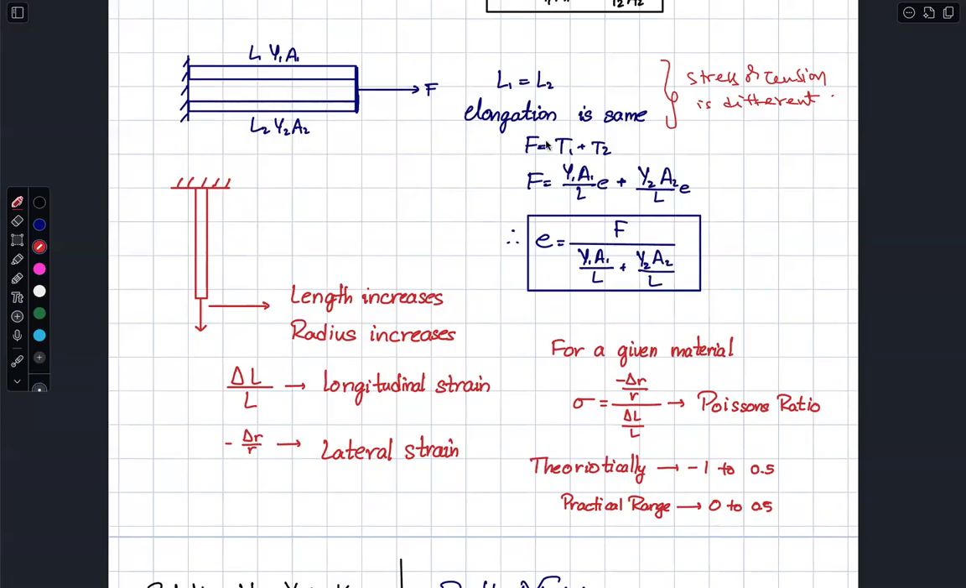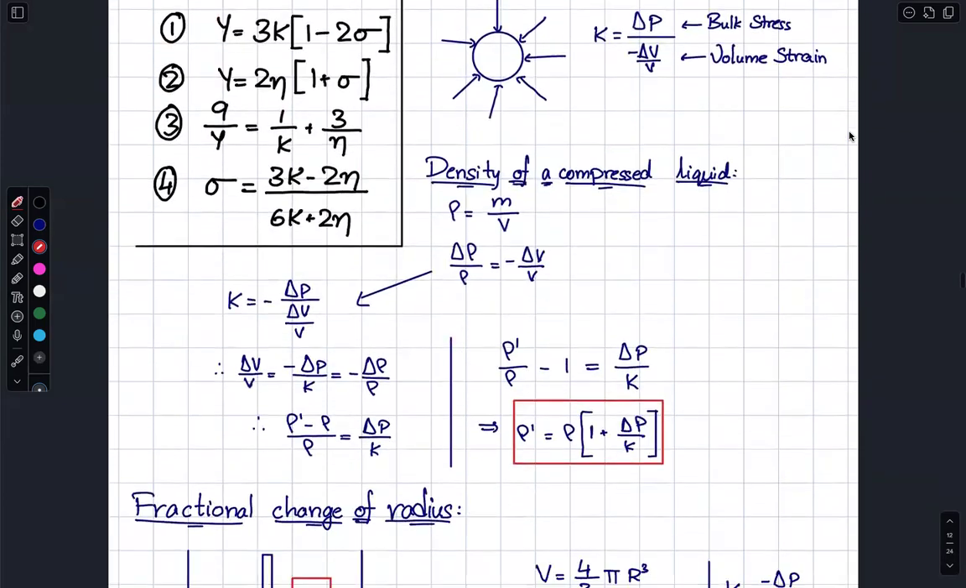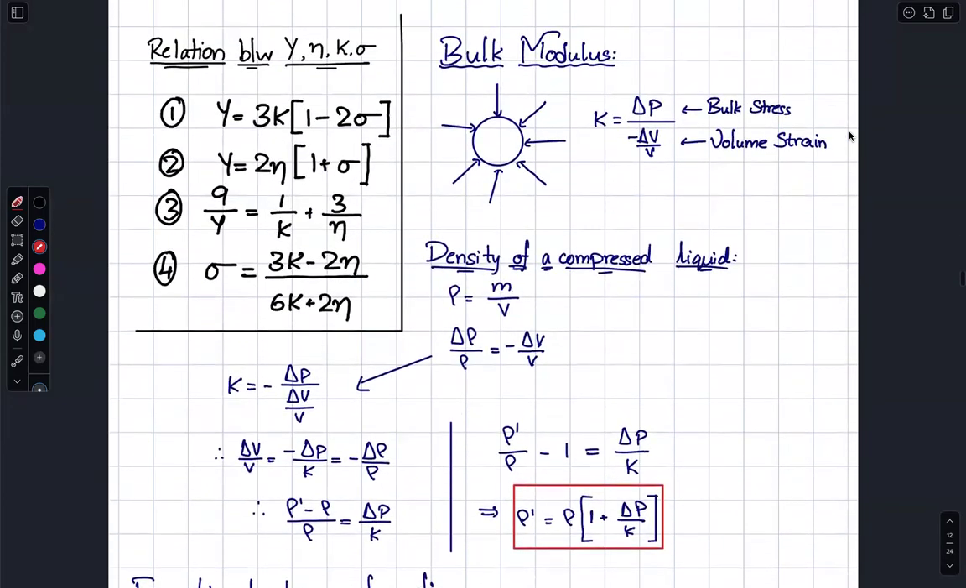So in that case, the force applied is balanced by tensions T1 plus T2. And you already know T is YAE by L. Stress is Young's modulus times strain. I have simply used that relation: Y1 A1 E by L plus Y2 A2 E by L. So overall elongation is expressed like this. That is a simple application, right? This I have already given yesterday.